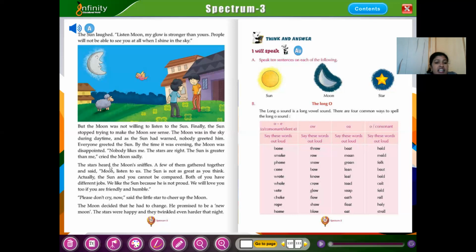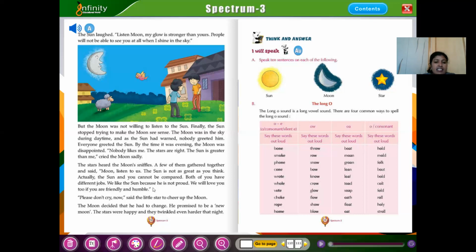So the stars heard the moon's crying. A few of the stars came together and said to the moon, "Just listen, moon, listen to us. The sun is not as great as you think. Actually, the sun and you cannot be compared, because the whole day the sun is working, and the whole night the moon is working. Because of that, there is no comparison between the sun and the moon. Both of you have different jobs."